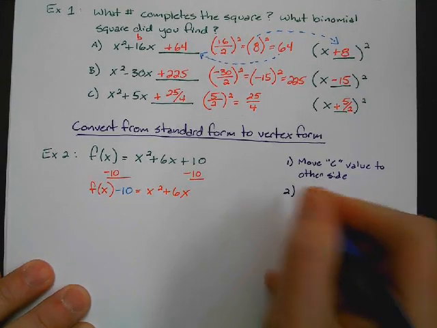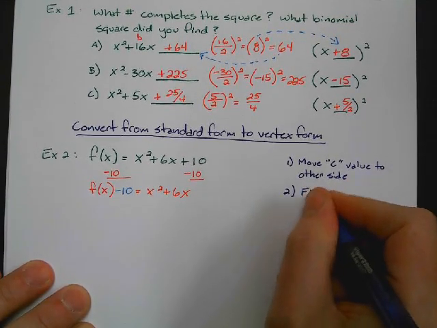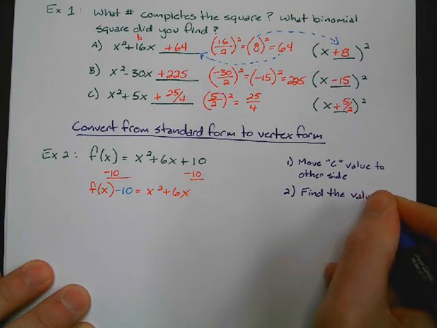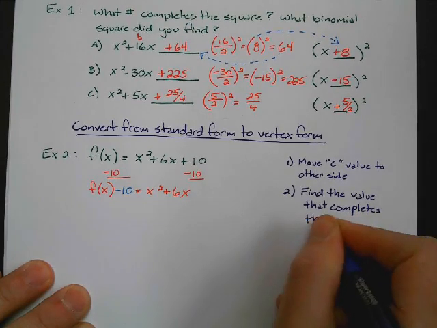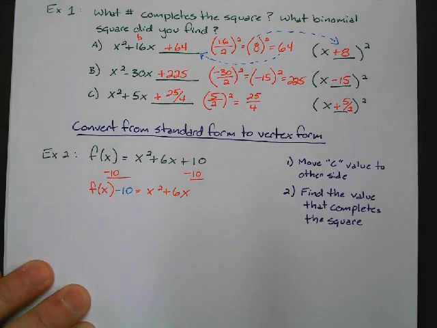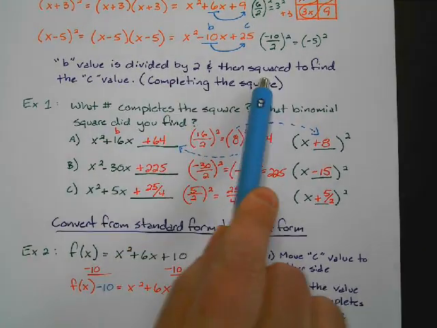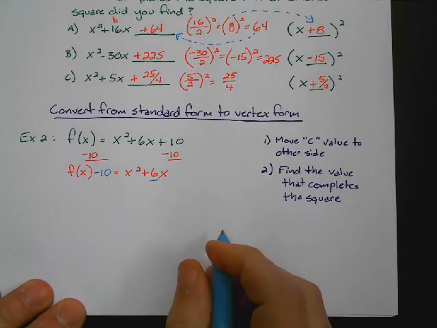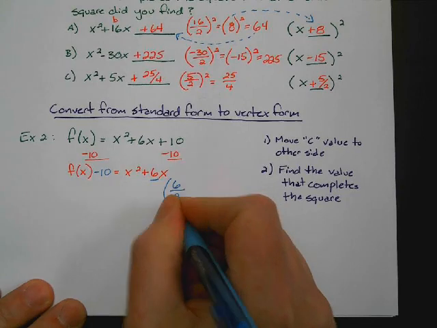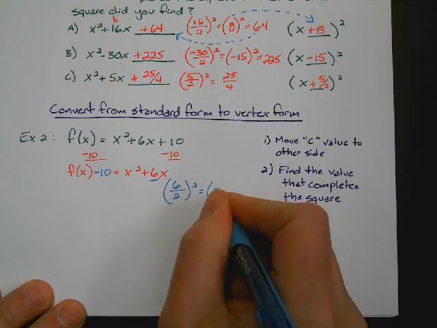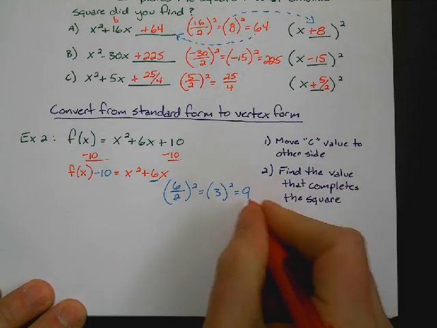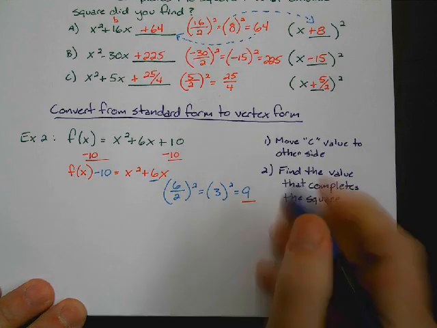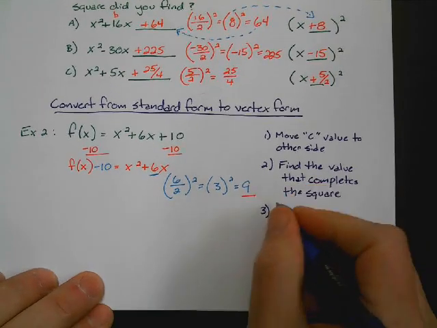Step 2. We're going to find the value that completes the square. So up here we said the b value is divided by 2, then squared to find the c value. That's called completing the square. So my b value is right here, 6. So I'm going to take 6, divide by 2, and then square it. So 6 divided by 2 gives us 3. 3 squared is 9. That is the number that completes the square. Step 3. We're going to add the number to both sides of the equation.